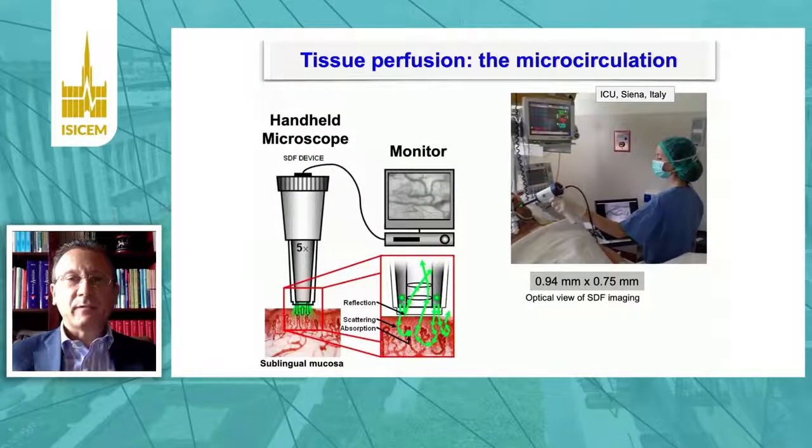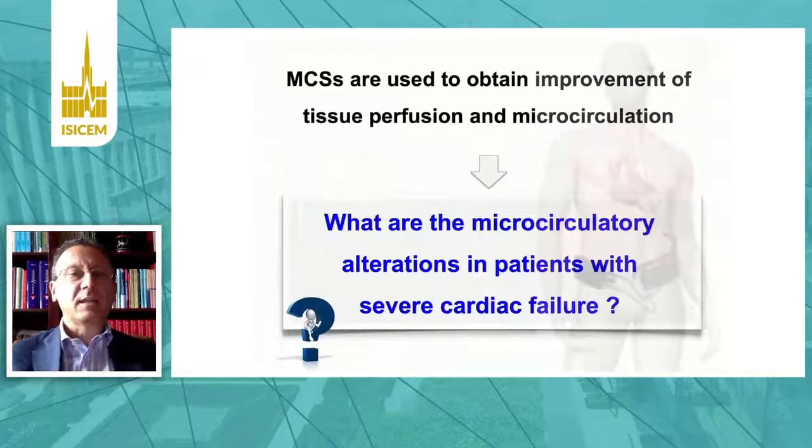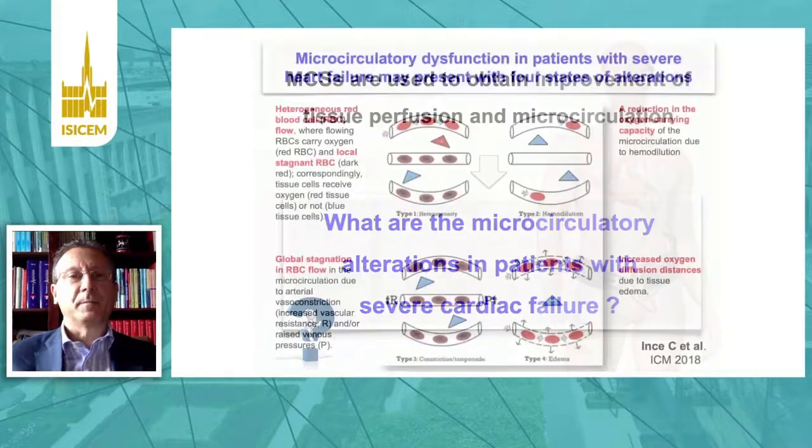The direct visualization of the microcirculation can be assessed by a handheld microscope, which can show the microcirculation on the monitor. Since mechanical circulatory supports are used to obtain improvement of tissue perfusion and microcirculation, the question is: what are the microcirculatory alterations in patients with severe cardiac failure?